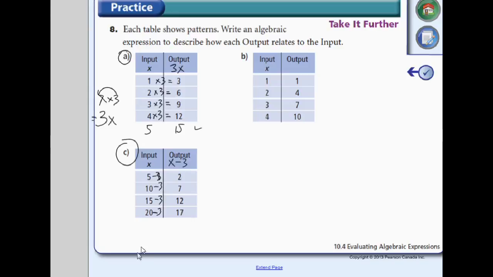Very, very simple. And again, let's try testing it with another number. 30, let's say our input number is 30. If we subtract 3, we get 27. And that makes sense and follows the same pattern. Now let's look at B. B is a little trickier.